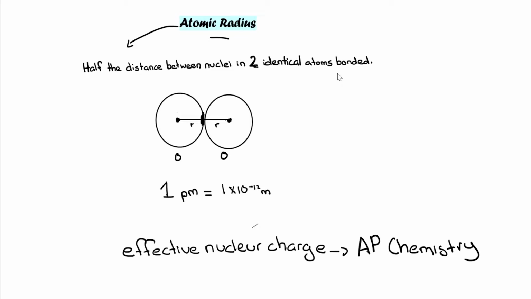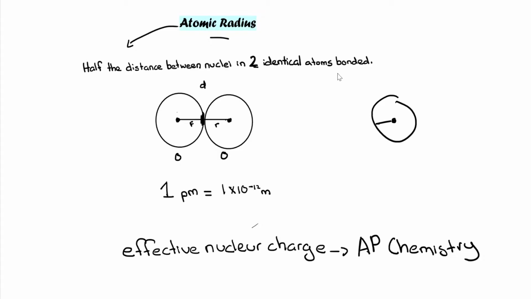So if I were to find the atomic radius of oxygen, what I would do is get two oxygen atoms, bond them together, and then take the distance between the one nucleus and the other, which is going to be the diameter, and then halve that to get the atomic radius. Now you may be asking yourself, why can't you just take a normal oxygen atom and take the radius like that?